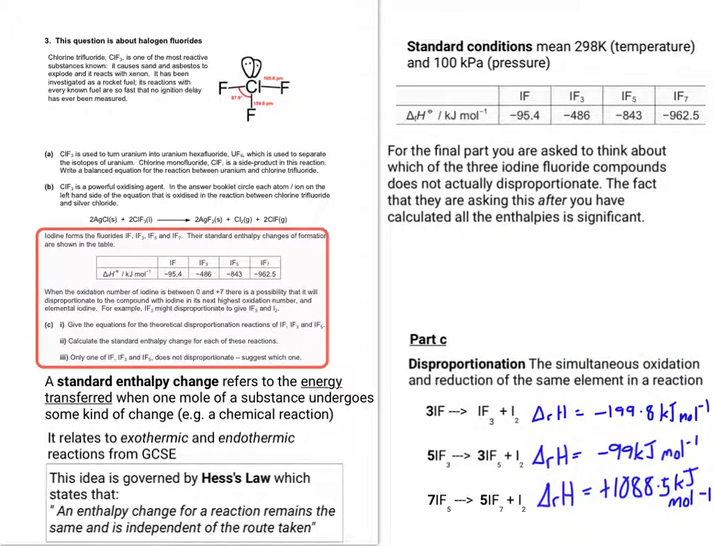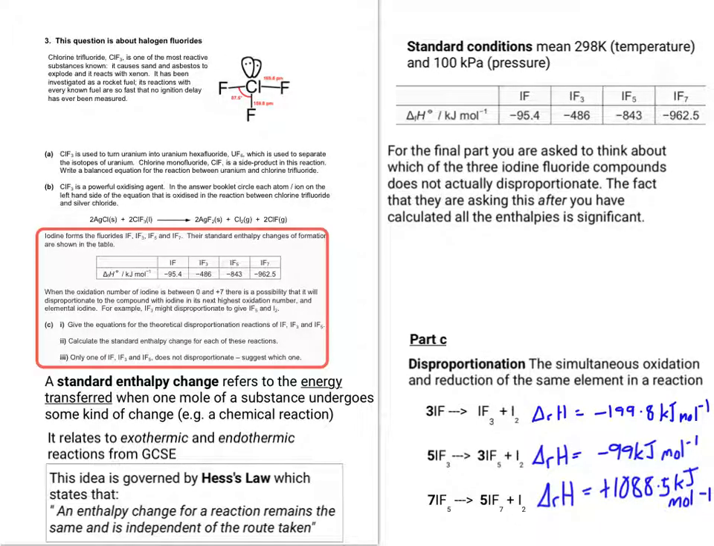So the final part asks you to suggest which one out of the 3 iodine fluoride compounds doesn't actually disproportionate. It told you at the beginning, give the equations for the theoretical disproportionation. Theoretical means it may happen, but it also may not. Now the fact they've asked you to do this after you've worked out the enthalpy values has some significance.